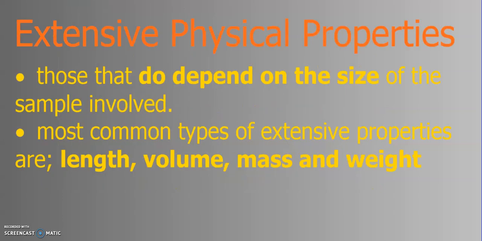Extensive does depend on the size. Okay, so these are going to be things like a length, a volume, a mass, a weight. If I tell you an object is 23 centimeters long, that doesn't tell you at all what it is. If I tell you the object is 23 centimeters long, but it's a coppery kind of goldish color, okay, now I'm starting to get more when I get that intensive property. Extensive properties just depend on the size.